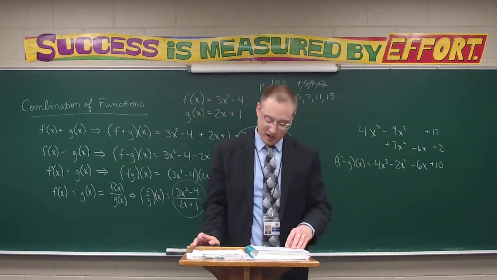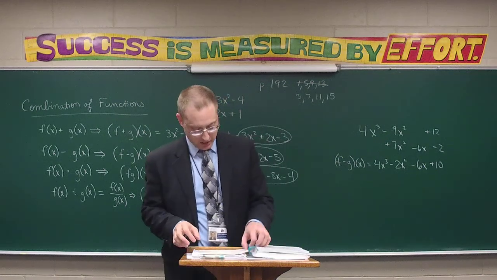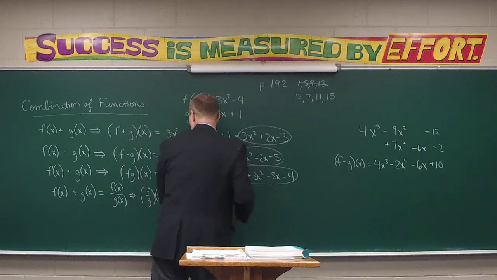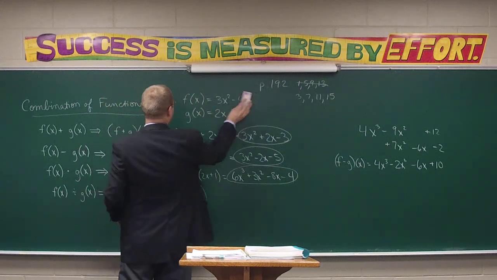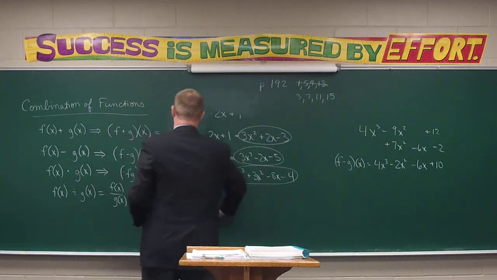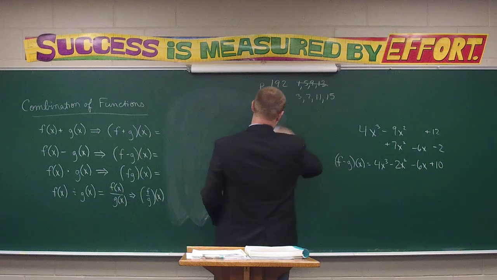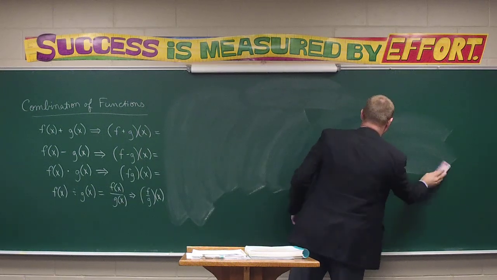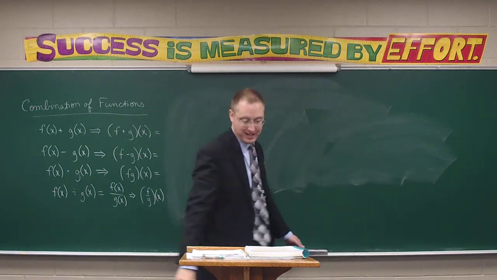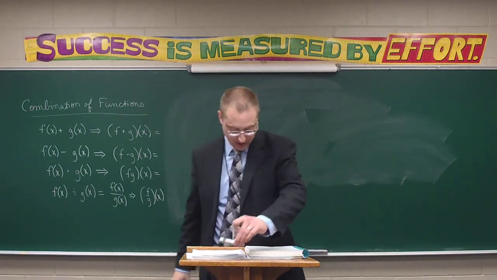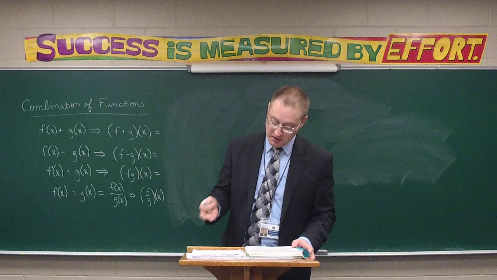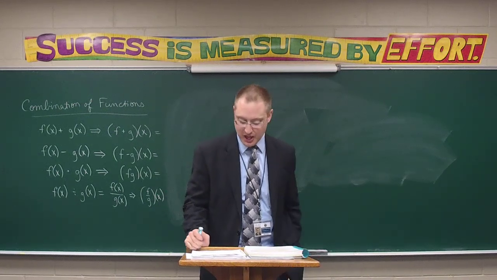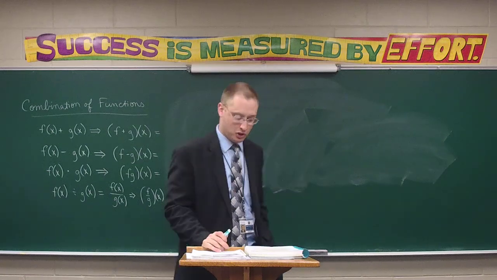All right, page 191. Flip back to page 191. And there's a couple ways in which you can use this combination of functions to evaluate as well. So looking at the example problem at the bottom of page 191, they give you two functions. They give you an f function, f of x is x squared plus 2x minus 1. They give you a g function, 3x minus 1. And they said to find f minus g of x and then evaluate when x is 2.